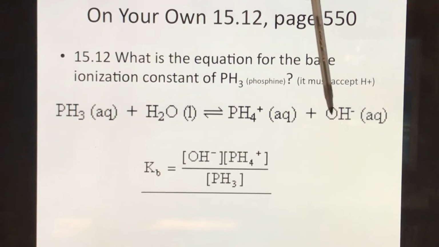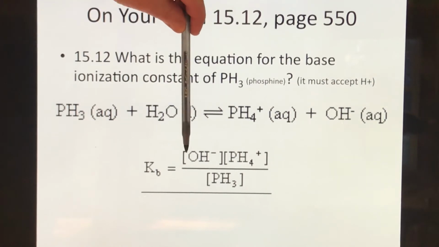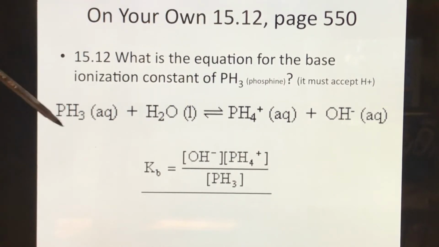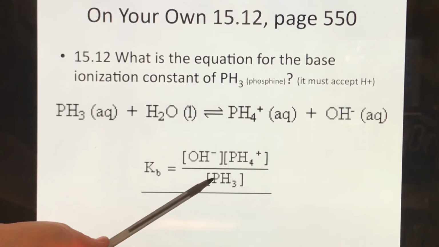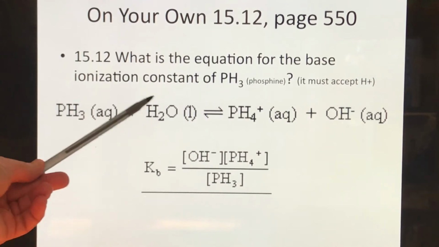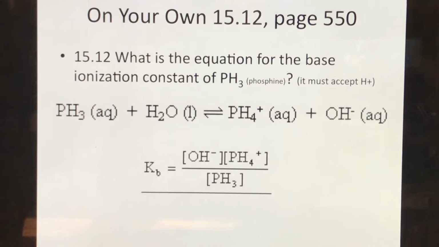Then we take these two products. They're going to be put in the numerator, and then this goes in the denominator, and this is disregarded because it's in the liquid phase.